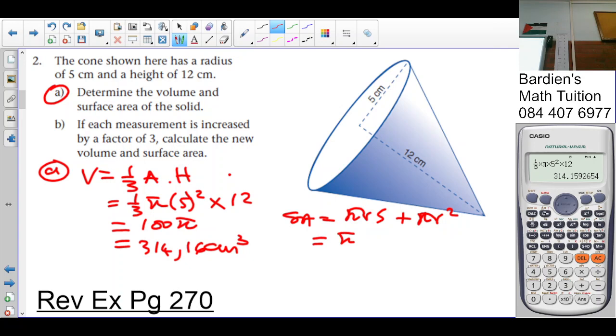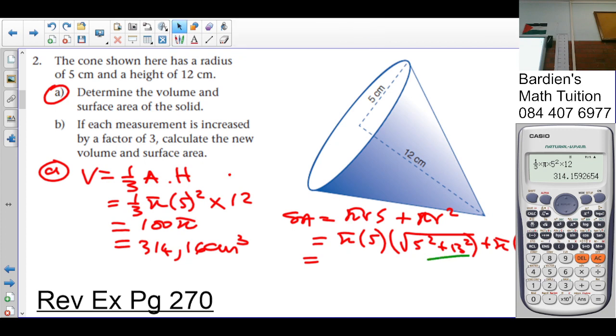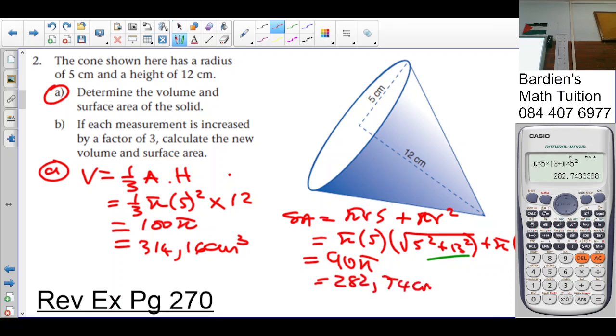If I look at the surface area, it is going to be pi r s plus pi r squared. Okay, so we got pi, the radius is 5, the slanted height is the square root of 5 squared plus 12 squared, which is 13 there. Plus pi, my radius, which is 5 squared. Okay, I know some of you do this in one sum as well. Normally I do it apart, but it can be done in one, there's no problem with that. That gives you 13 plus pi times 5 squared. It's going to give you 90 pi, which is 282,74 centimeters squared. That correct? Okay, any issues here?